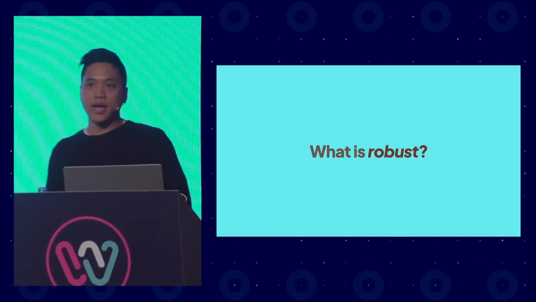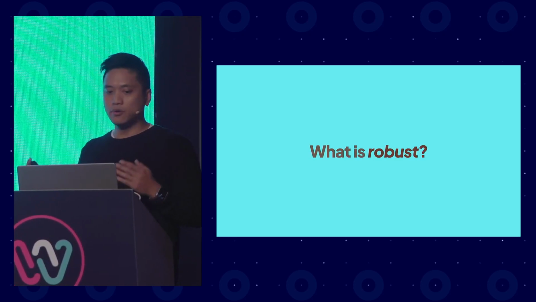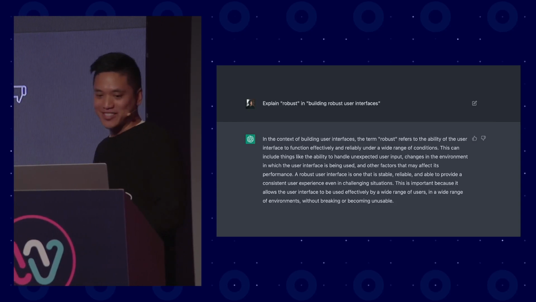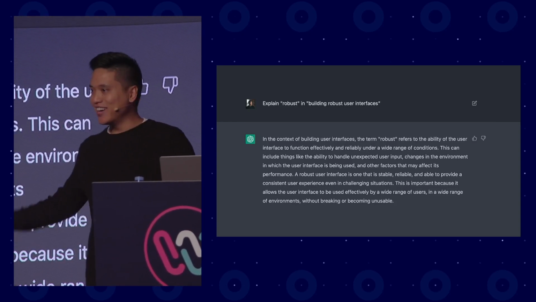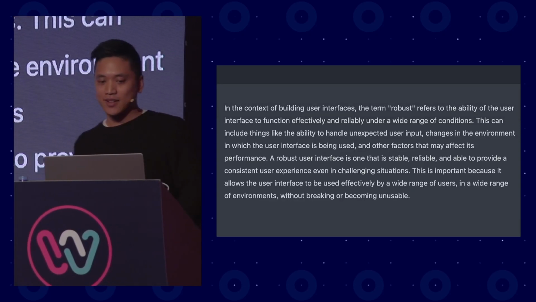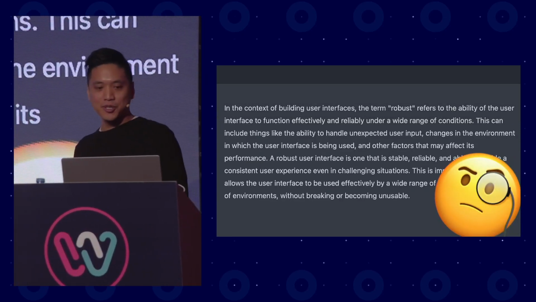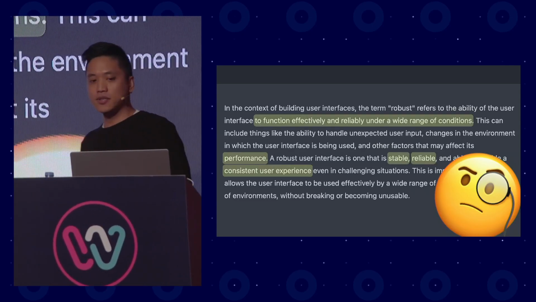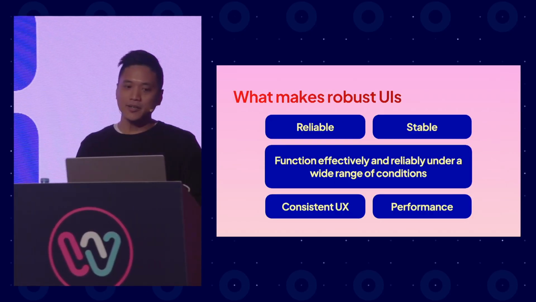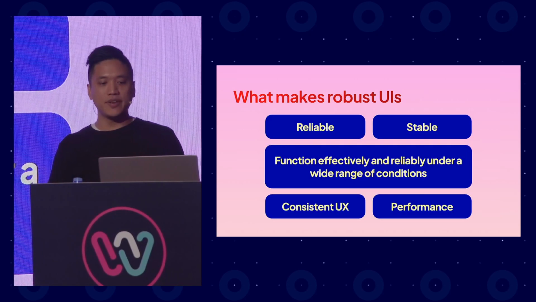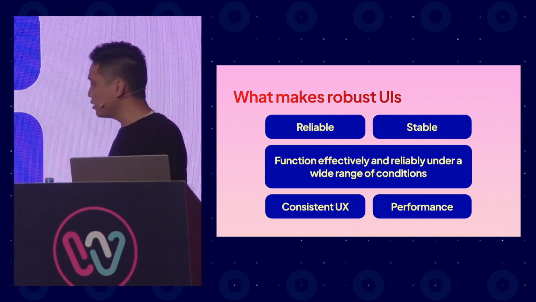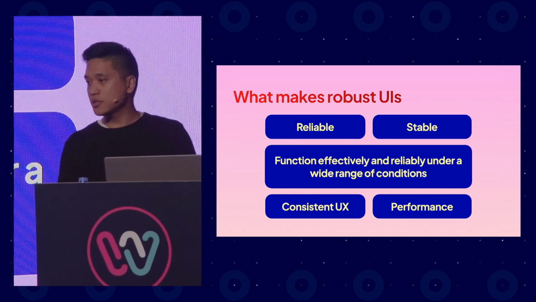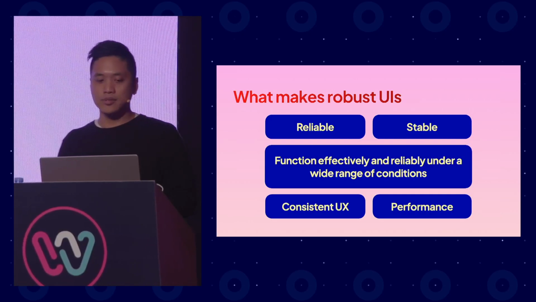So maybe let's take a step back and begin with the definition of robust. What is robust? I thought, why not ask ChatGPT and let that answer for us? Here is how it responded. It's quite a long text, and I thought it was a little too long, so you don't have to read all of it now. But I highlighted the key things out of this paragraph that I found important for us. In this slide, I put it all together. What makes user interfaces robust are things like reliability, stability, both under a wider range of different conditions, and consistency of user experience and performance.